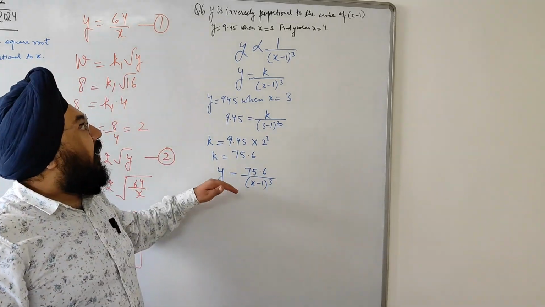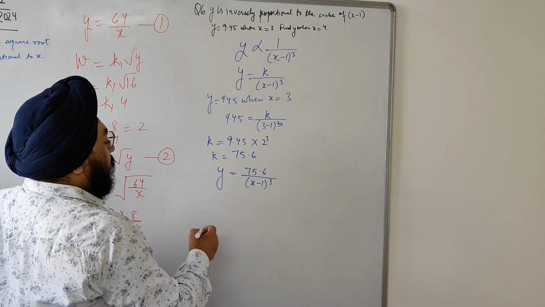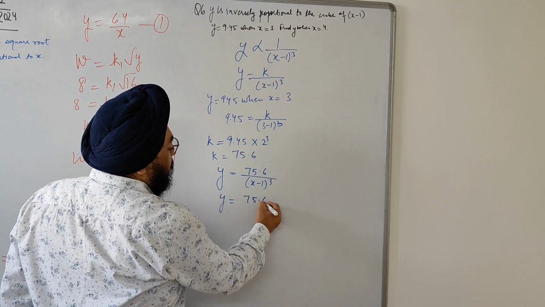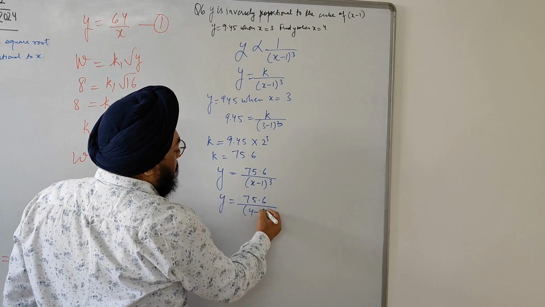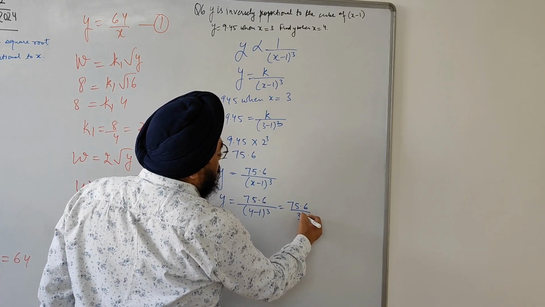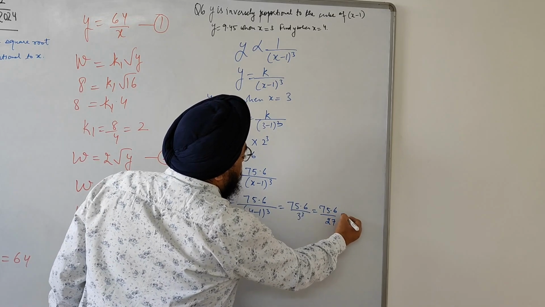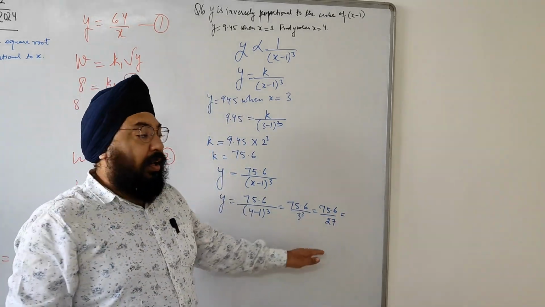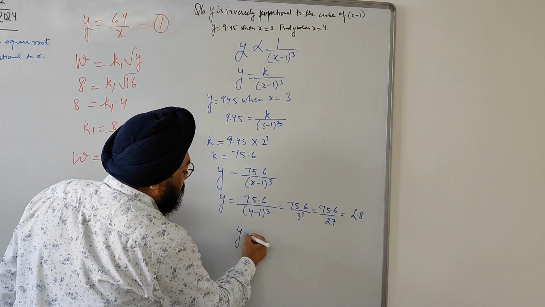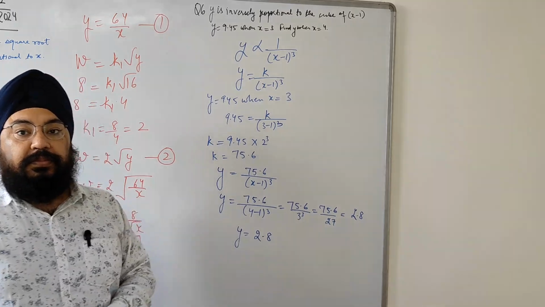Now we need to find the value of y when x is equal to 4. We will be substituting x as 4 over here. 75.6 upon 3 cube, 75.6 upon 27, which you can use the calculator, will be equal to 2.8. So we get y is equal to 2.8 as our final answer.